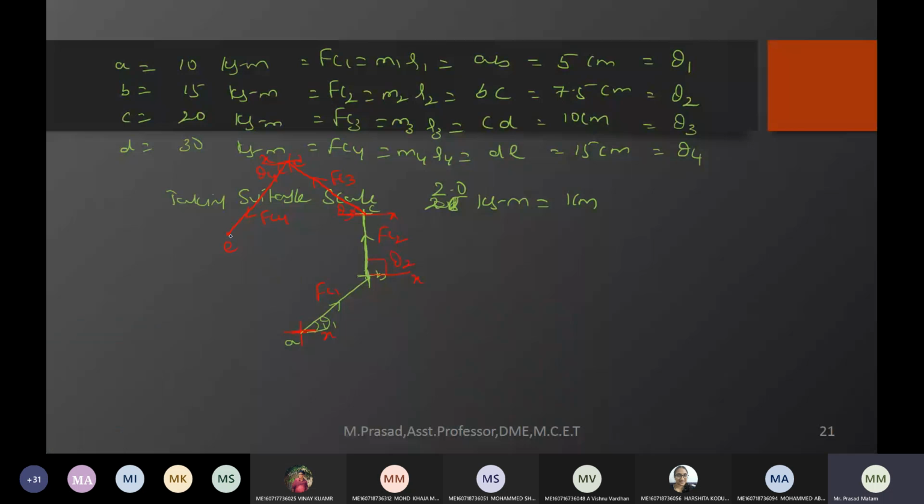And now the closing side of the polygon gives my balancing mass. What I'm doing is joining the line A and E. After drawing AB, BC, CD, and DE, next you have to join the line E and A. Now what you have to do is measure. Let me use one more color.